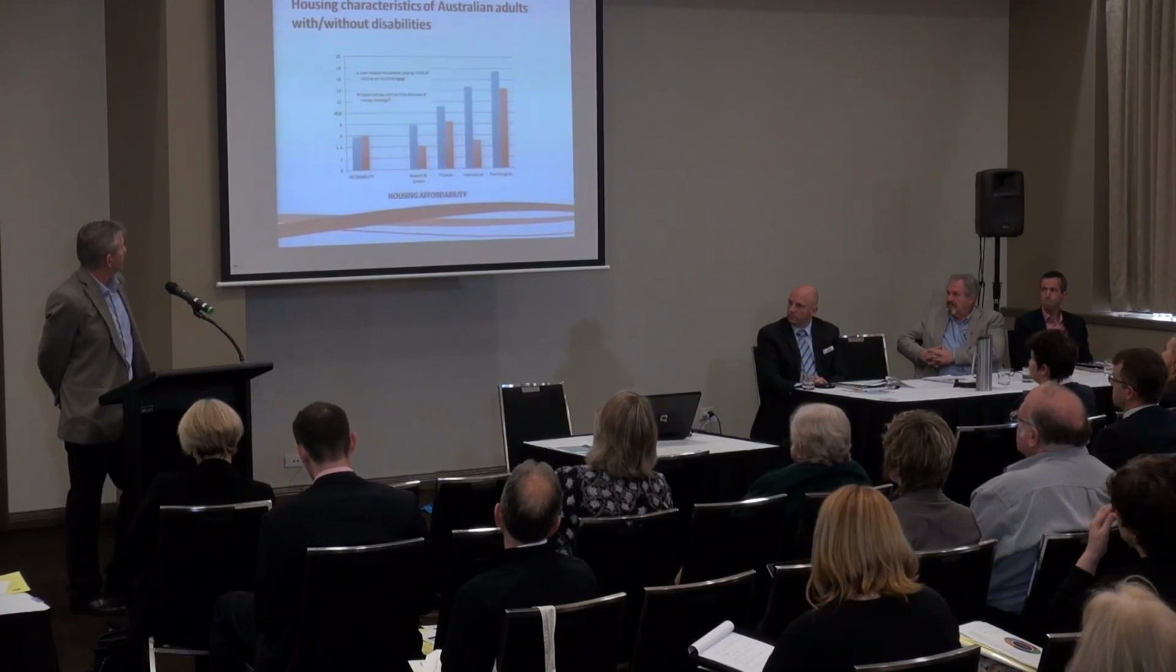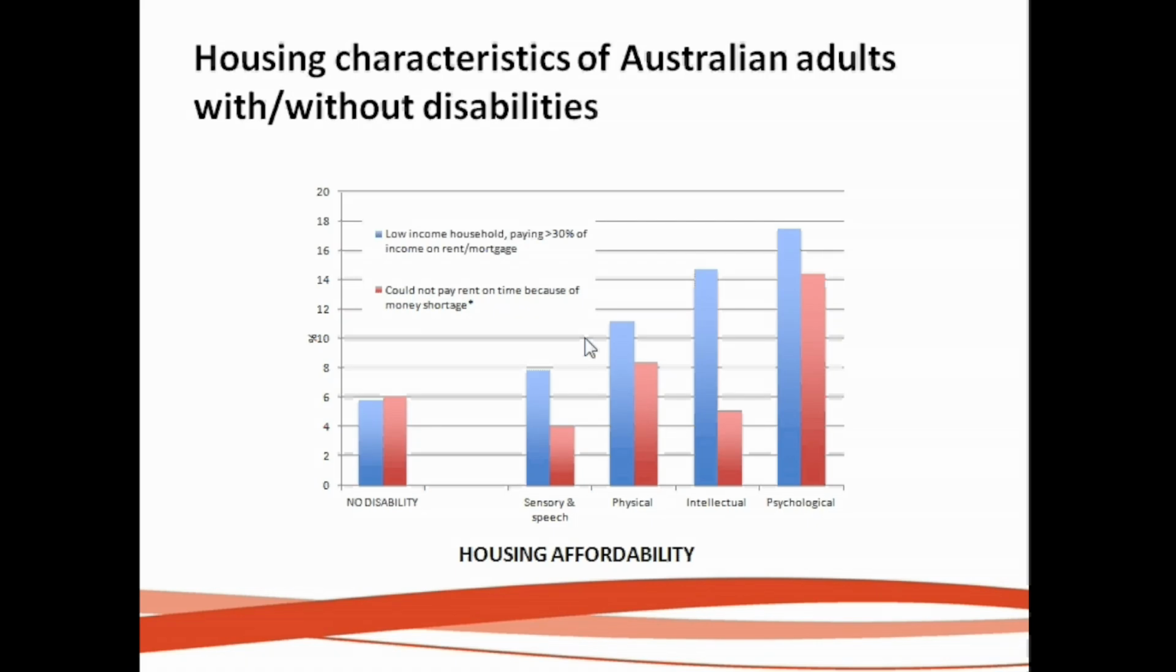If you look at low-income households, it's no surprise to anyone in this room that persons with disability are much poorer, and they have much greater difficulties paying their rent and mortgages. We see once again a gradient, with persons with a psychological disability at the top, and then persons with intellectual disability with the second highest proportion of households on low incomes struggling to pay relatively high mortgages or rent.